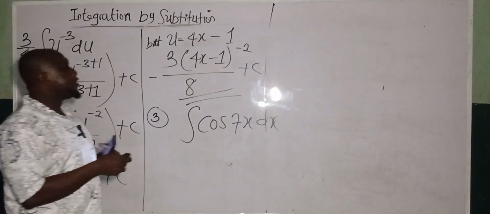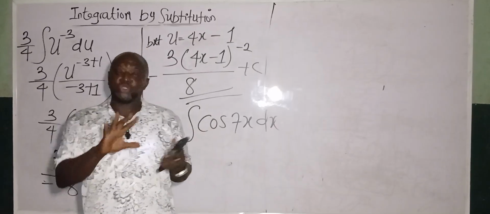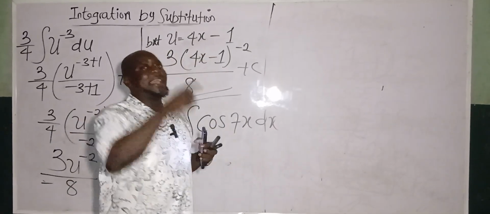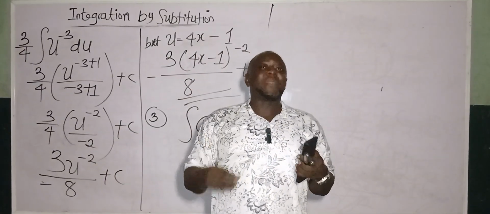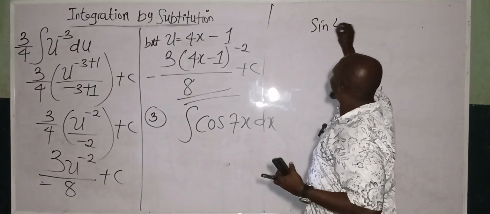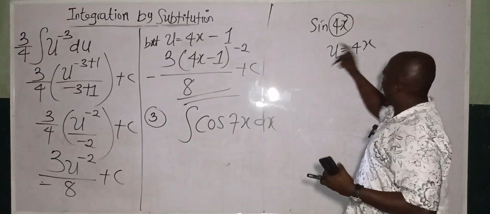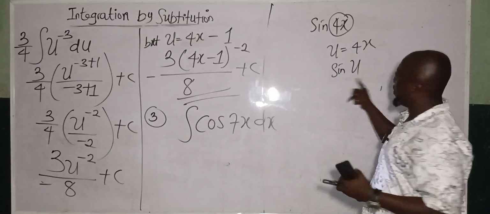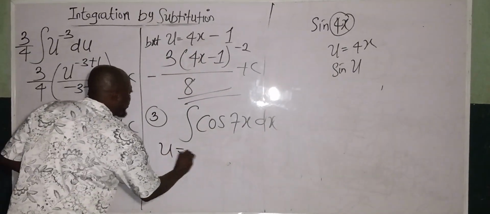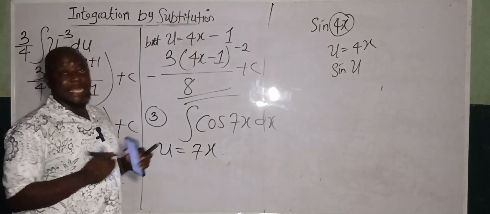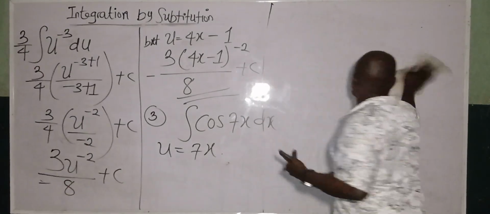So how do we remove all of this x now and introduce u there? That is the first thing that should come to your mind. It's very simple. First thing is first, remember what we did in trig function. Anytime you have sine, let's say 4x here, everything here is our u. So we say let u be 4x, and then sine therefore becomes sine u. So it's the same concept we are using here. So we say let u be equal to 7x. That's the concept we are using.